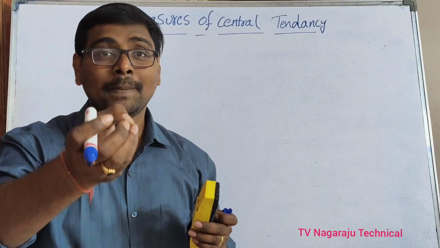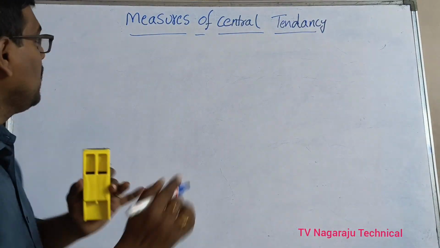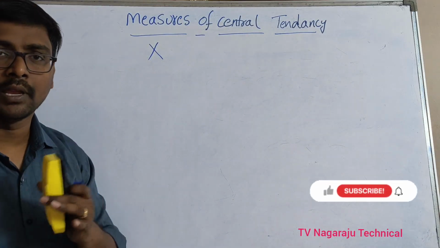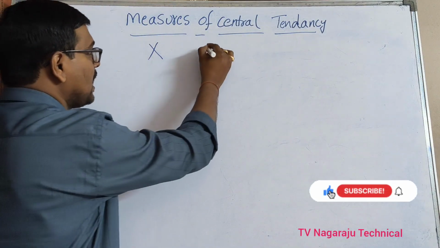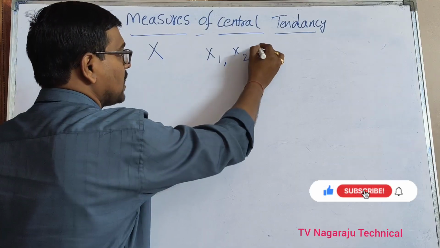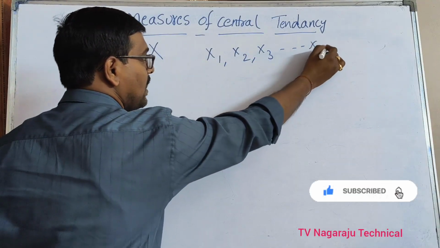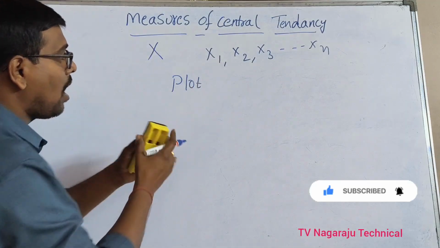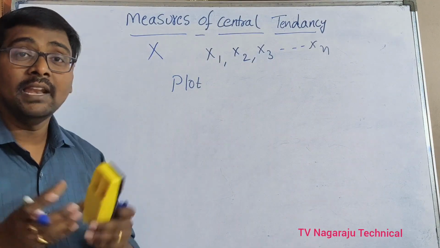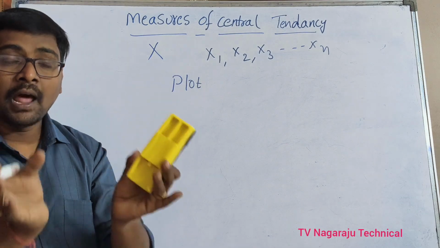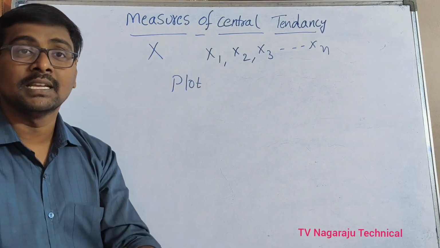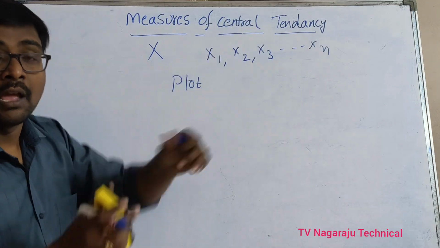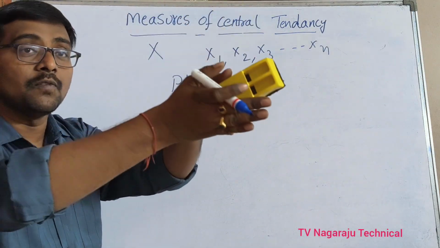First of all, what is meant by central tendency? Assume an attribute. Suppose X is an attribute like the salary of an employee. We have n number of employees. Observe all the employee salaries X1, X2, X3 and so on up to Xn. Now, if we draw a plot for all these observations, then we can identify where all the data values fall. That concept leads to the central tendency. Clear? That is where the set of values fall.